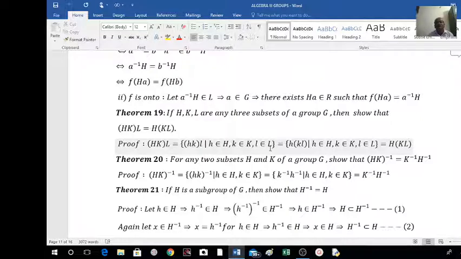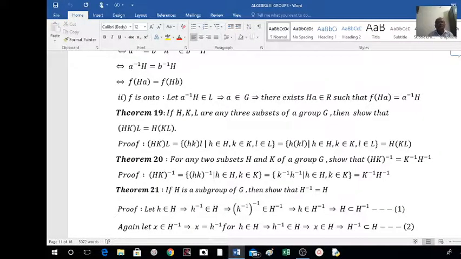This is equal to, we can write, the associative law holds here because these are subsets of G, and G is a group, so the associative law is satisfied. HK into L can be written as H into KL. That is, one element belongs to H and this belongs to KL. Therefore, this is nothing but the set H into KL.